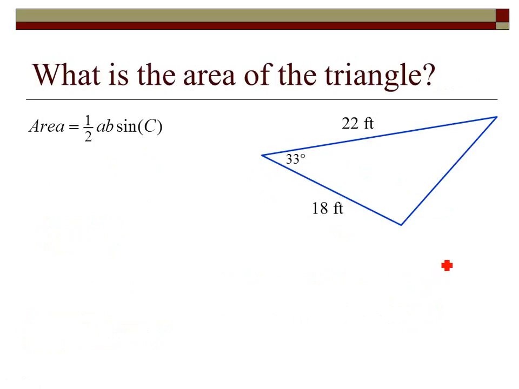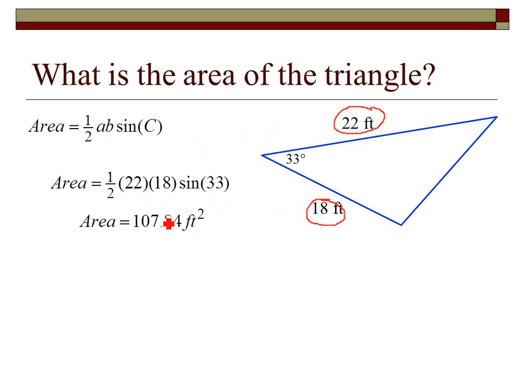So here's a basic example. We want to find the area of the triangle. So if you notice, we are given a side, the angle in between, and another side. So I'm just going to plug in. So it's 1/2, doesn't matter the order you put your sides in, 22 times 18 times the sine of the angle between them, which is 33. Punch in your calculator. We have 107.84, and since we had feet times feet, our units are going to be feet squared.